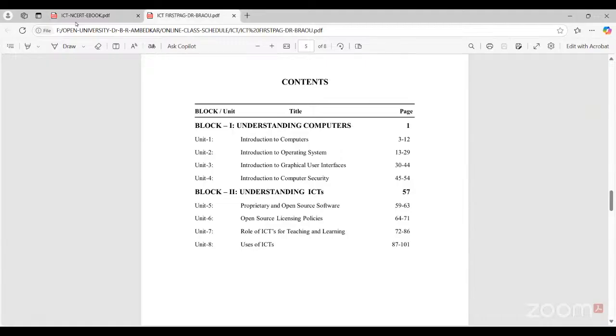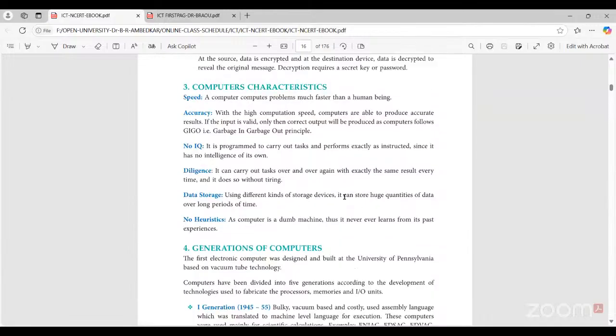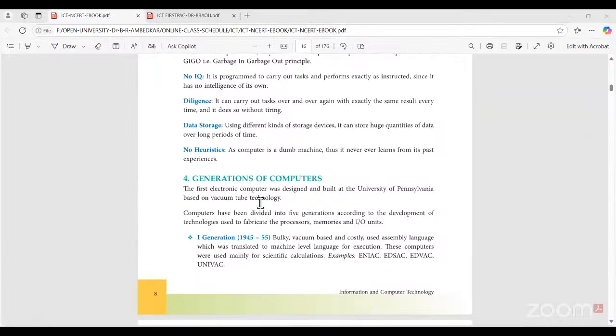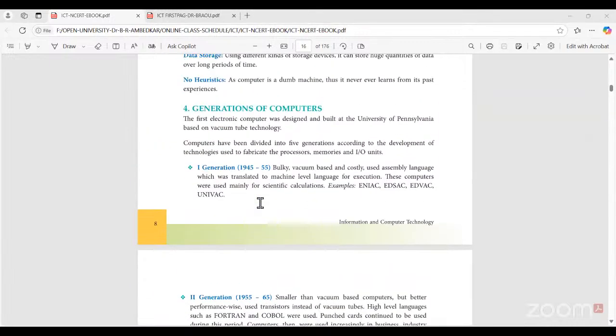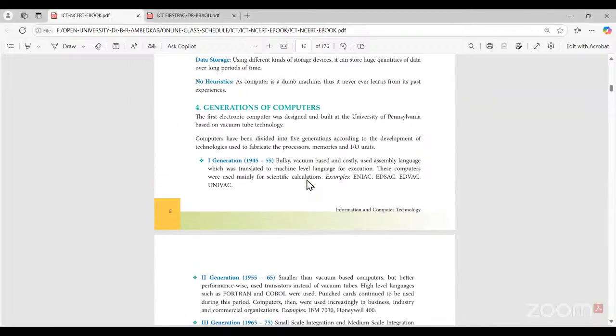Then after that, the operating system. So in that you see here, we understood the characteristics. This is the characteristics. Then after that the generations of computers are there. Some concepts we have to understand mandatorily. That's why I'm discussing basic points here.